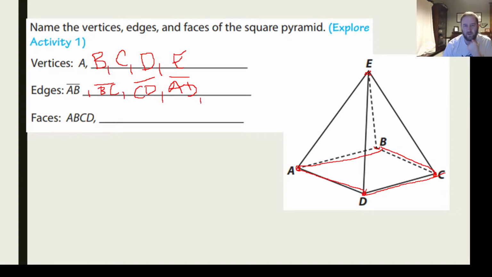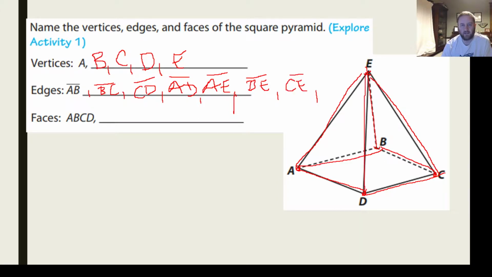Then we're going to go up, so the ones that are going up. So AE, segment AE, segment BE, segment CE, segment DE. Which means there's a total of 1, 2, 3, 4, 5, 6, 7, 8 edges on this one.